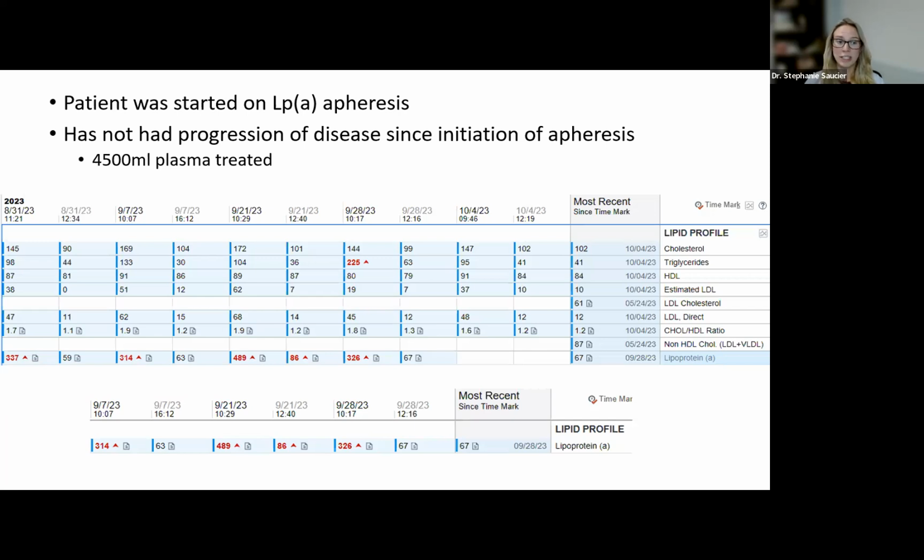Again, she does come weekly. And as you can see here, she rebounds quite significantly and her Lp(a) comes roaring back within the next week. And this is while on all of her additional lipid lowering therapy that we've had her on.